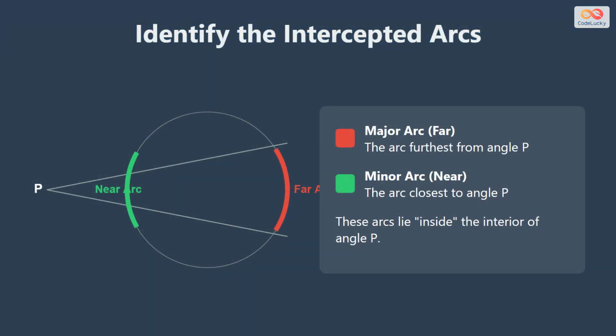To find the measure of this angle, we need to look at the arcs intercepted by the angle. The angle cuts off 2 curved sections of the circle. We call the one furthest away the major arc, or far arc, and the one closest to the vertex the minor arc, or near arc. Identifying these 2 arcs is the most important step.